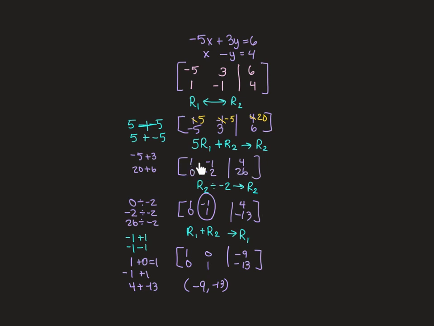New row 2. Row 1 didn't change. Then we worked on this guy. We divided by negative 2. We got 1 and negative 13. Then we added the rows because these were naturally going to be 0. Now, if they were not naturally 0, we could do the multiply trick again, but they were naturally 0. And then I got to what I wanted, and there's my answer.